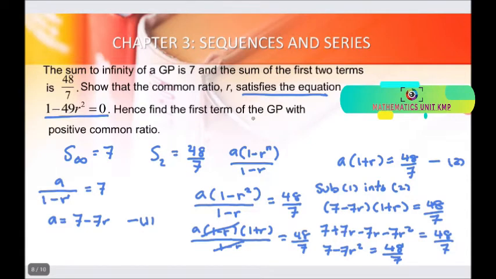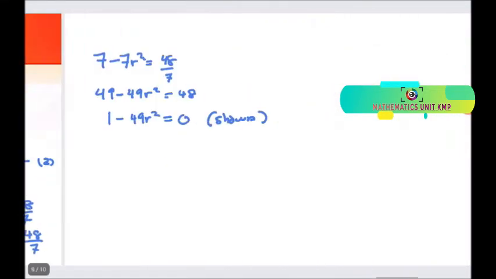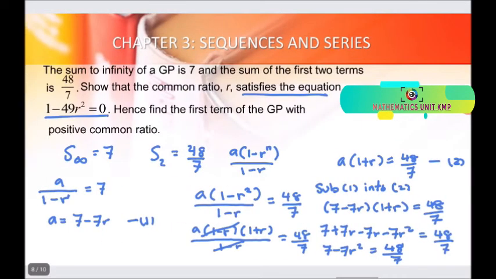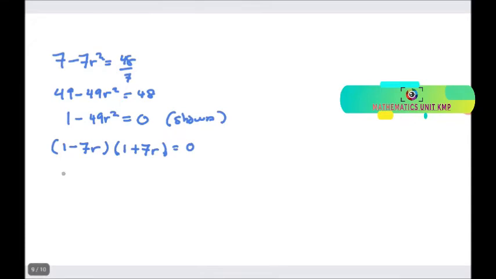Next, find the first term of the geometric progression with positive common ratio. From the equation 1 minus 49R squared equal to 0, we can factorize the quadratic and we will get 1 minus 7R and 1 plus 7R equal to 0. So we want to use the positive common ratio, and we use 1 minus 7R equal to 0. So 1 equal to 7R and R equal to 1 over 7.